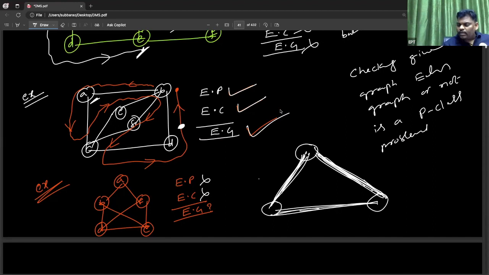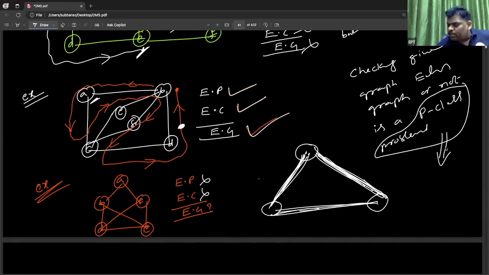Right? You have to check whether everyone has even degree or not. That is the reason it is a P class problem. P class means polynomial class, less time. Every person's degree you have to find out. You may ask, sir, how to find out every person's degree?